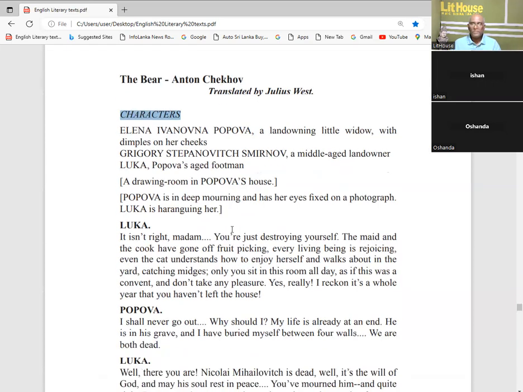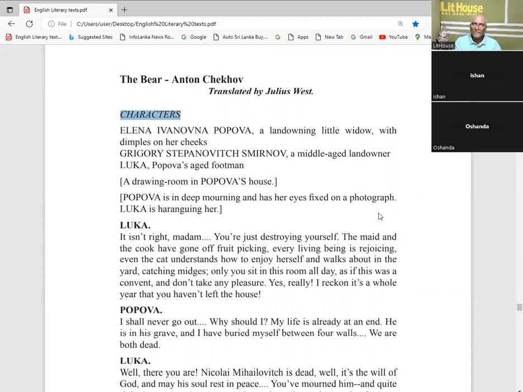Now, the setting of the drama, this action is a drawing room in Popova's house. Popova's house, drawing room, visitor's room. Drawing room means visitor's room. Right. Now, characters and the setting. Popova is in deep mourning and has her eyes fixed on a photograph. Now, when the play begins, we can see Popova on stage directly looking at a photograph. These are stage directions to support you to imagine the situation. These descriptions will help you to imagine the situation of these characters.